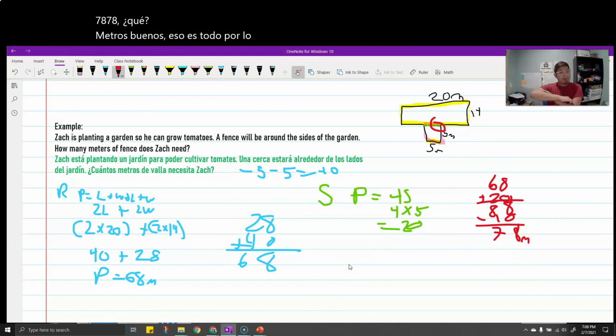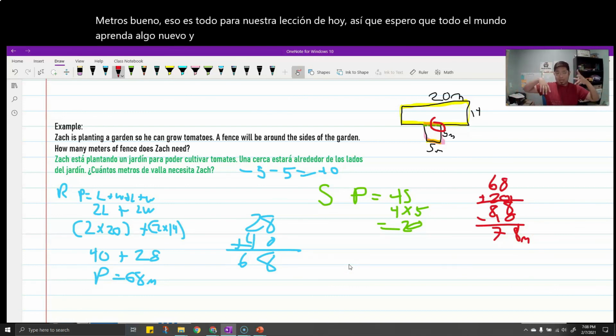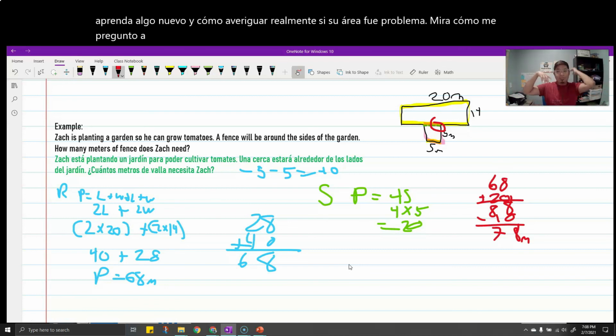Well, that's it for our lesson today. So I hope everybody learned something new and how to actually figure out whether it's area or perimeter in a word problem. See how I was asking myself questions, and see how I was actually thinking things out. You need to be doing that too, okay?